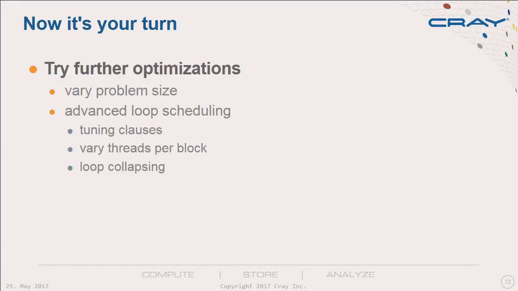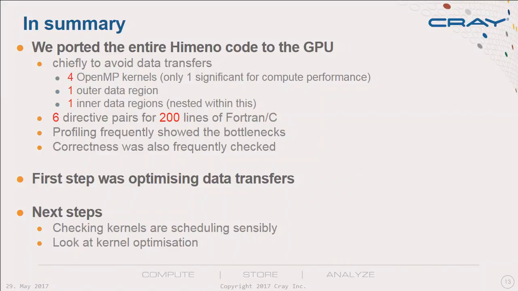We can also vary the problem size, but this depends on your real application example, if this is really worthwhile doing. Then we could also think of advanced loop scheduling, especially if you have very different loop boundaries. So if you maybe have small loops in big loops, or big loops in small loops, and so on. But we will talk about these topics tomorrow in more detail. And there you can tune these loop scheduling with tuning clauses, also varying the thread blocks, and also do the collapsing, which we mentioned shortly.